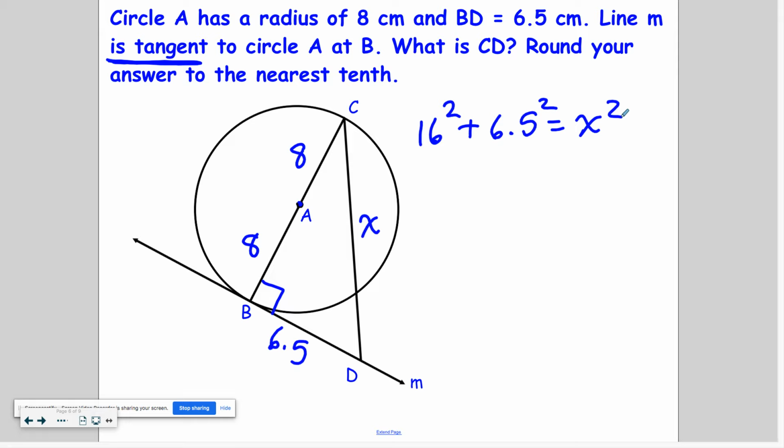And you should get 17.27. It does say to the nearest tenth, so maybe I should round that to 17.3. These are centimeters. That's my hypotenuse, which is your CD then.